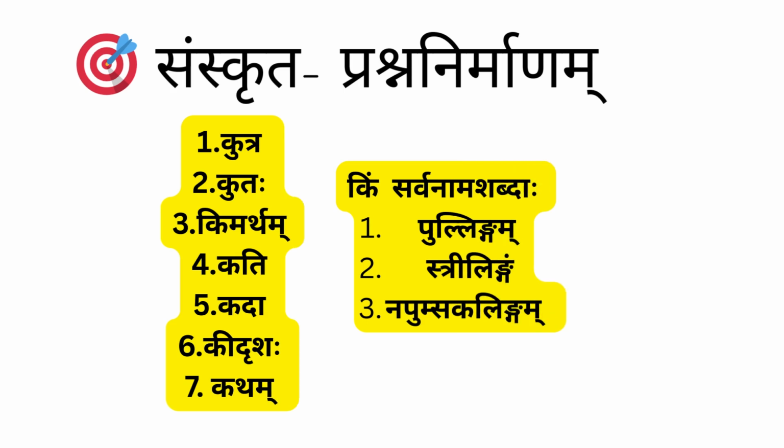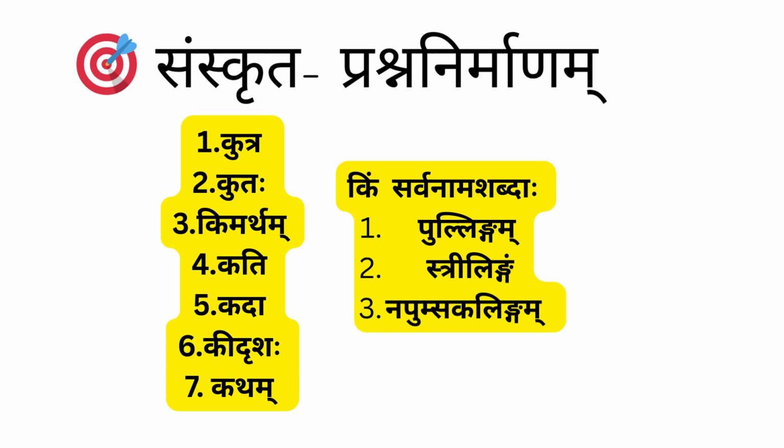In this video, we will see how to use question making words in Sanskrit sentences. The question making words in Sanskrit are divided into two categories. One is table based, that is Kim Sarvanama Shabdaha in three lingam, Pullingam, Strilingam, and Napumsakalingam. And the other category is question making words which don't have any other forms, or which are not used on the basis of any gender. They are Kutra, Kutaha, Kimartham, Kati, Kada, and Kidrishaha.